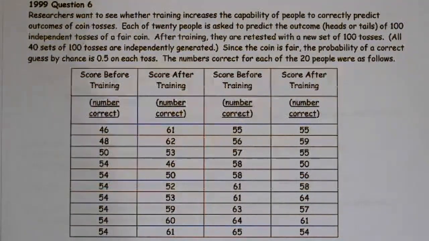So this is 1999, question 6. Researchers wanted to see whether training increases the capability of people. You know what? I'm going to pause this right here and end that last video.